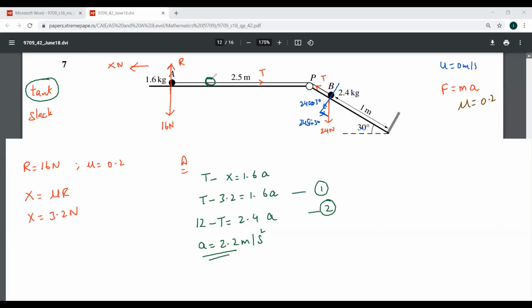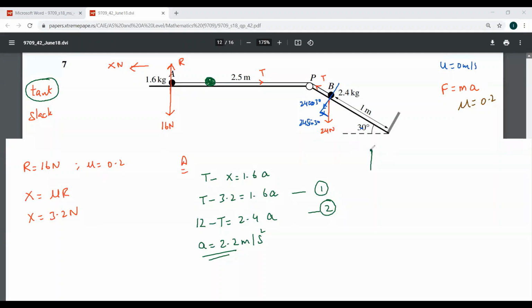Now let's say it reaches here and B hits this ramp. This string will be no more taut. This will go slack. And now this particle A will be moving freely. What force would be acting on it? Friction. And will that still be accelerating or decelerating? It will start decelerating.